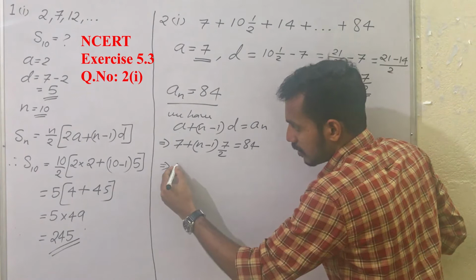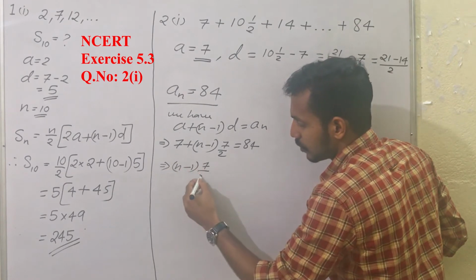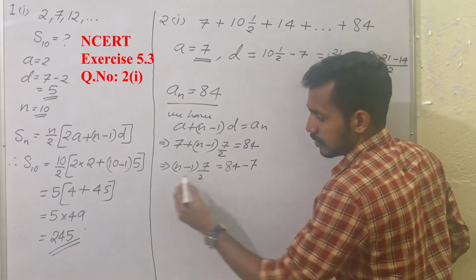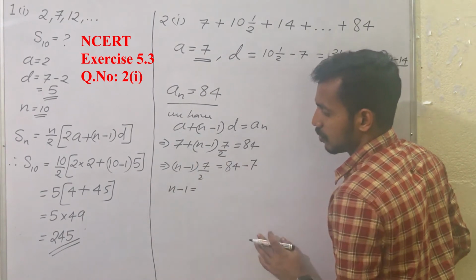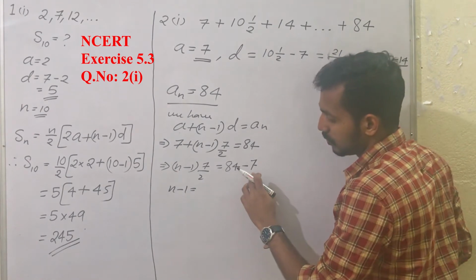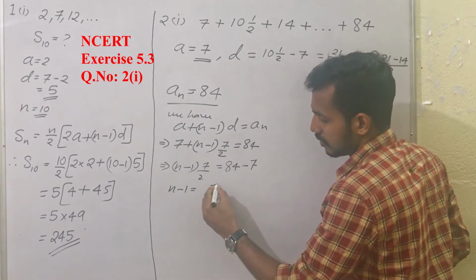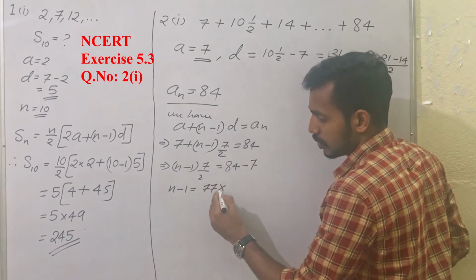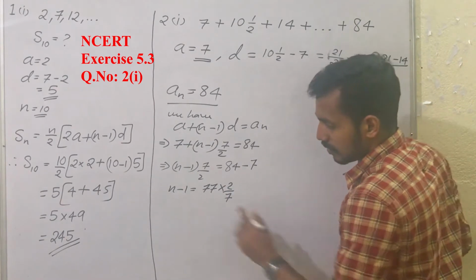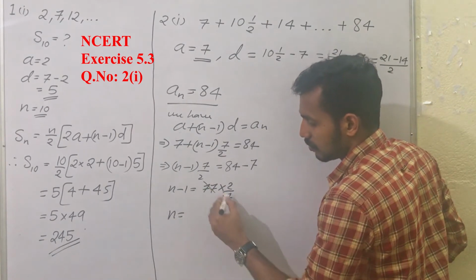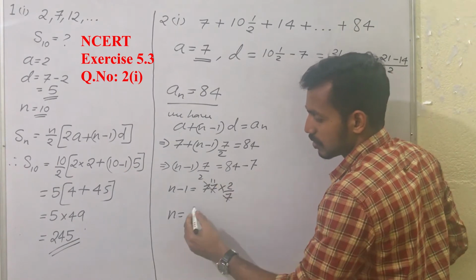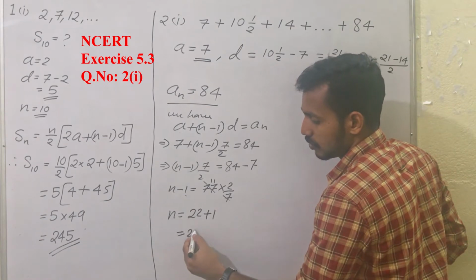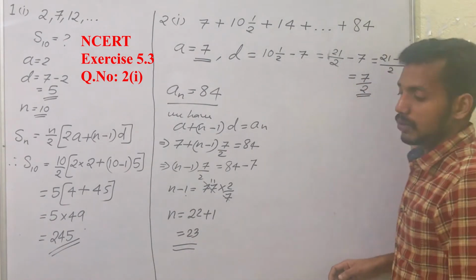That implies (n minus 1) into 7 by 2 is equal to 84 minus 7. Then n minus 1 is equal to 77, and 7 by 2 taken to the other side becomes 2 by 7. Then n is equal to, this cancels, we get 11 into 2, which is 22, and minus 1 taken to the other side becomes plus 1. So n is equal to 23. Now we have all the values.